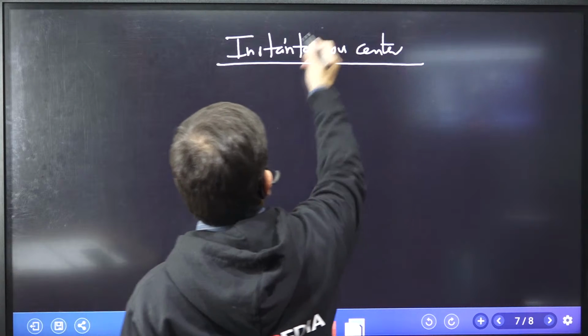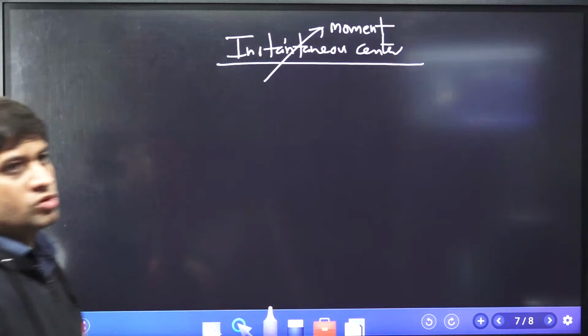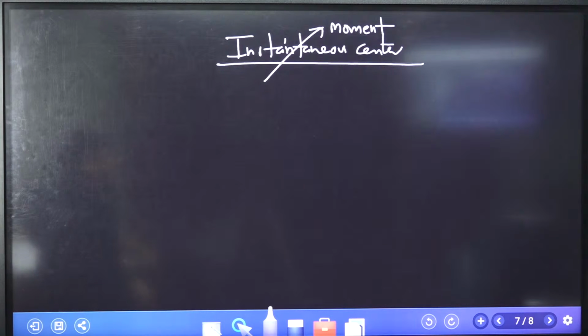You know what instantaneous is? A particular moment is called an instant. At a particular moment, what is the center of rotation? That is called the instantaneous center.